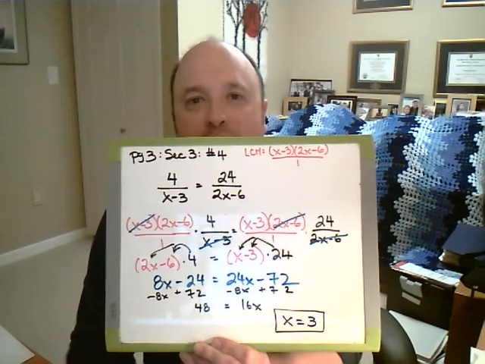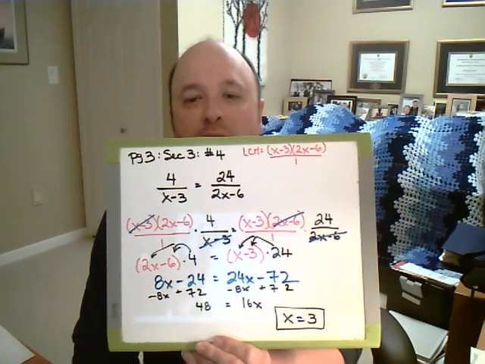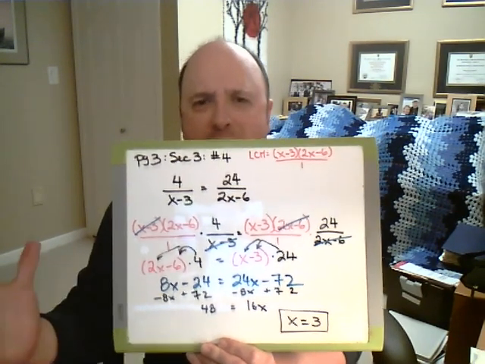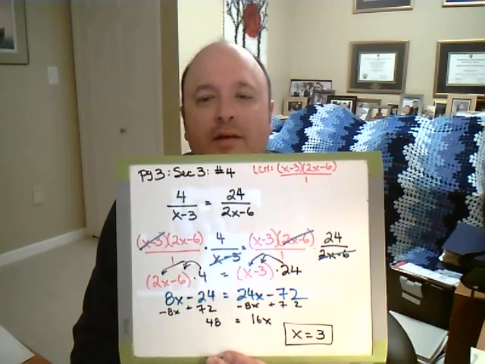I'll end up getting 48 is equal to 16x, and you divide off the 16 like regular algebra, and you get x is equal to 3. And you're like, yeah, I got my answer, alright! No, you don't. The answer's wrong.